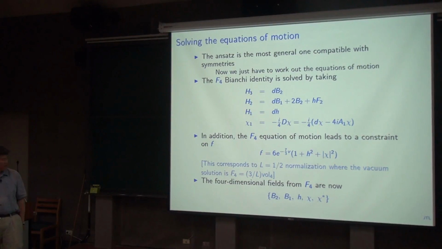But when all is said and done, if you've solved the Bianchi identities, and you put in this constraint over here, the 4-form gives you a 2-form, a 1-form, and 3 scalars over here. Chi is a complex scalar. Counting the real degrees of freedom, I wrote it twice like that: chi plus this complex quantity.